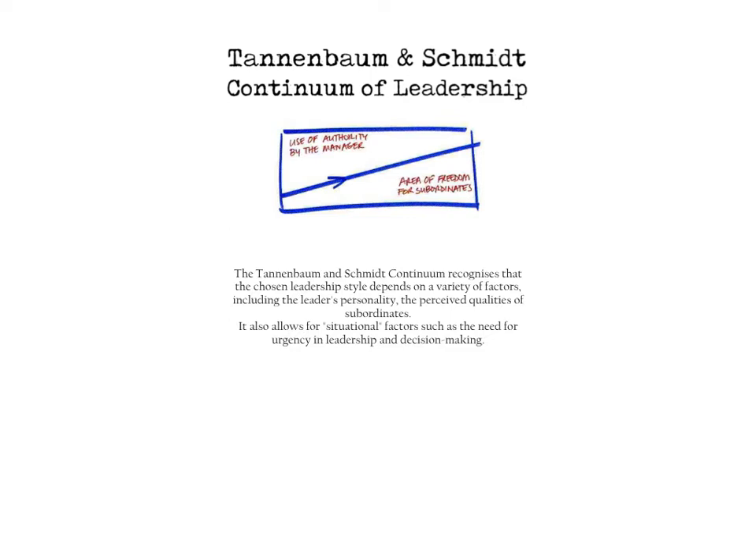Now, what I have typed underneath the picture is it recognises that chosen leadership style depends on a variety of factors, and that's really key, because one manager might have one style in one business, but then if they go into a different business, they may believe that a different style is needed. And some of the reasons for that is because of the perceived qualities of the subordinates. So for example, the skill level. If the workforce is maybe lacking that skill level, then the manager may believe that they need more authority, and they're probably not willing to allow as much freedom.